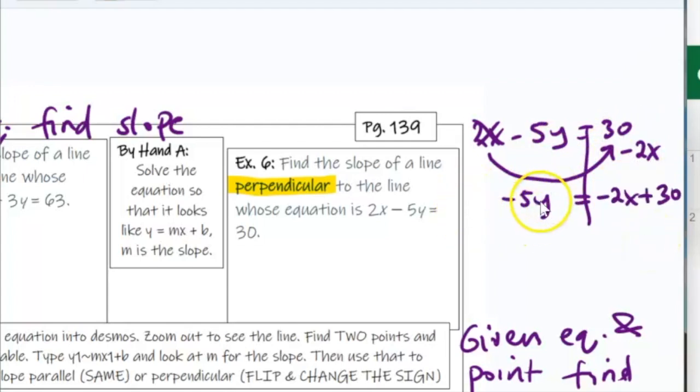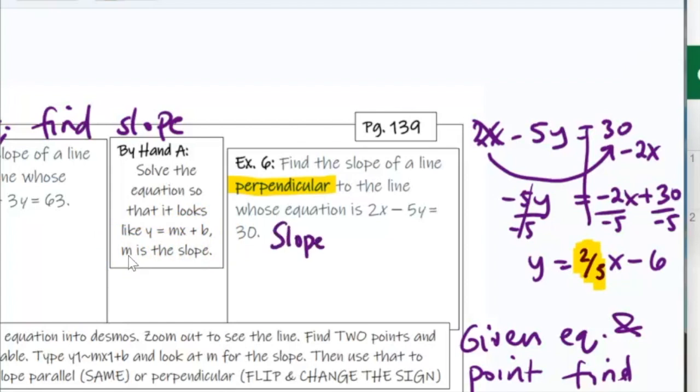All right, then I want to isolate y, so I'm going to divide everything by negative 5. All right, so dividing everything by negative 5, that's going to simplify to y is equal to a negative divided by negative is a positive, and of course you can put this in the calculator. And then positive 30 divided by negative 5 is going to be negative 6. So this is my y equals mx plus b. M is your slope. Okay, so m, this is my slope. So now that I found my slope, the slope of this line is equal to 2 over 5.